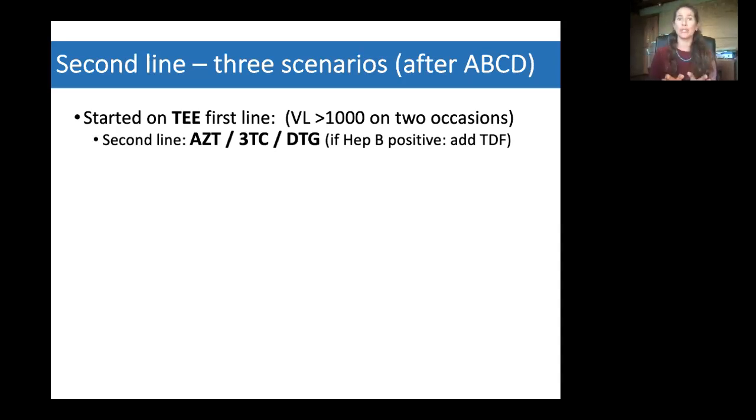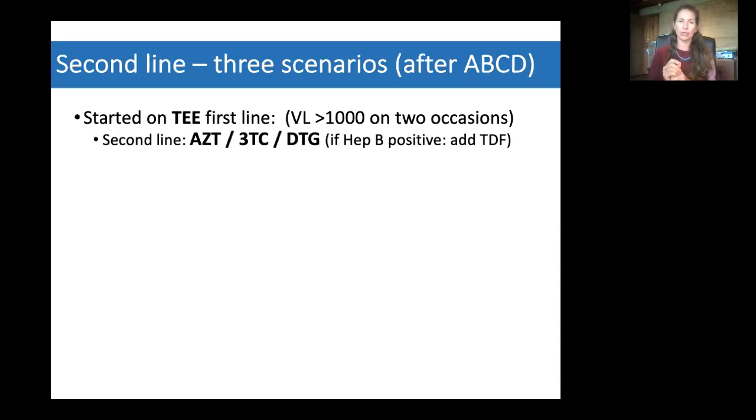But we're using a new second line. So that lovely new second line, AZT, 3TC, and dolutegravir. We really like it. It's tough. The dolutegravir is a very powerful drug, and it's not that many tablets, and we don't have all the side effects of Efavirenz. So this has brought in a new era for us in terms of going on to second line quite happily.